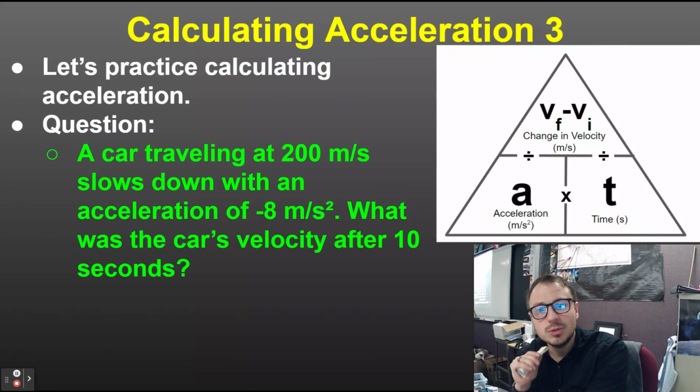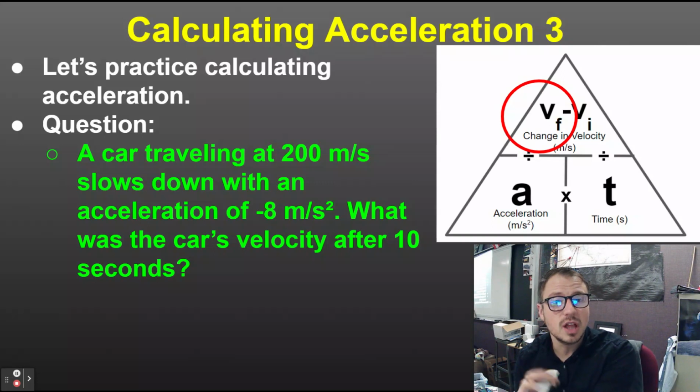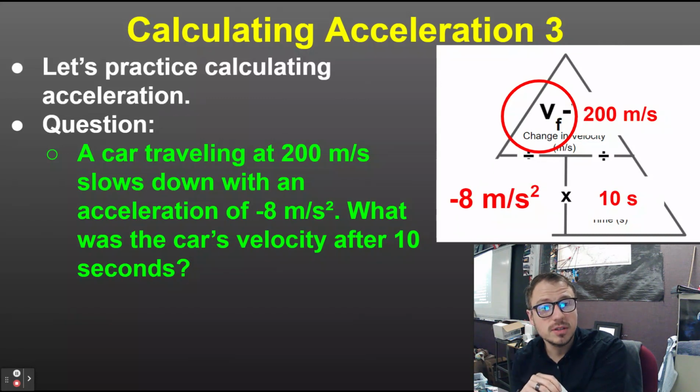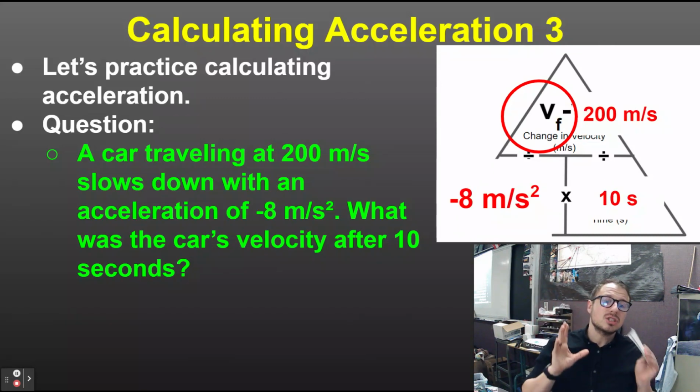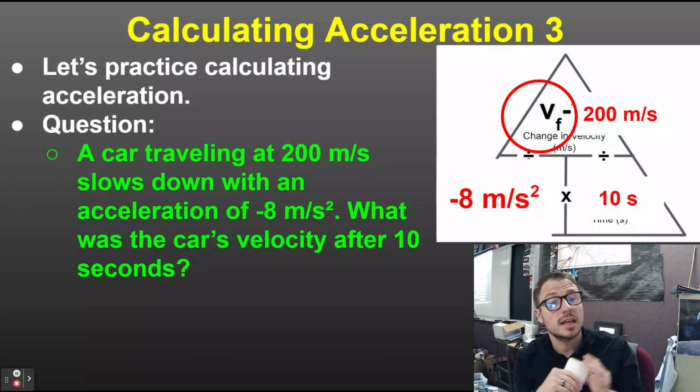A car traveling at 200 meters per second slows down with an acceleration of -8 meters per second squared. What was the car's velocity after 10 seconds? So first I've got to ask myself, what am I being asked to find? The final velocity. So what I have to do is I cover up my change in velocity. Change in velocity equals acceleration times time. Now I plug in what I know. Now here's the thing. This requires that extra algebraic step. -8 times 10 is -80.